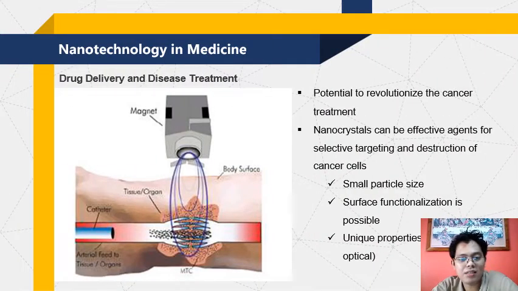In the field of medicine, it could potentially revolutionize cancer treatment, with the use of magnetism. Nanocrystals can be effective agents for selective targeting and destruction of cancer cells. So this is your cancer cell, and then you have the catheter here where the drug is being transported to, with the aid also of magnetism, the drug can easily target the specific defective tissue or cancer cell. So that's how it could revolutionize medicine.